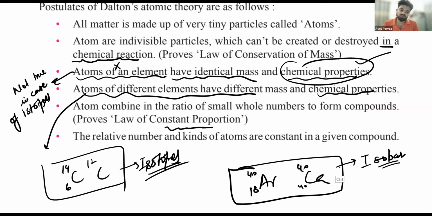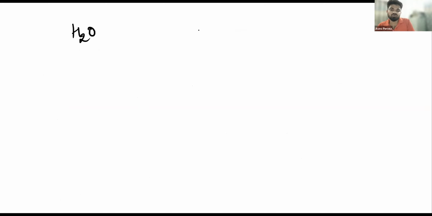This law will be asked: the relative numbers and kinds of atoms are constant in a given compound. The number of atoms and kinds of atoms are constant in a given compound, for example CO2 or water. You can't say that in America the formula of water is H3O and in London it is H2O2. No, it is not. Water has two hydrogen and one oxygen atom, so the number of hydrogen atoms will be two and oxygen one, and it will always be constant.